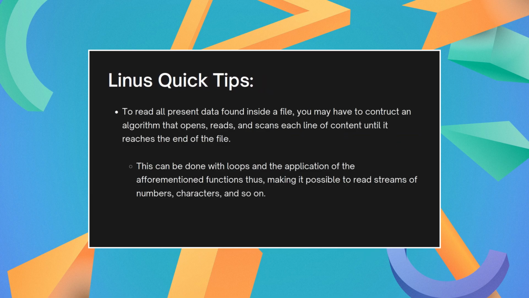Now, some quick tips to read all present data found inside a file. Depending on what you're working with, you may have to create an algorithm that opens, reads, and scans files on each line of content until it reaches the end of the file. You can do this, of course, with the macros and the repetitive use of reading and writing and using lots of fscanfs if you want to do that. So as I previously mentioned, we can use loops and we can use the aforementioned functions, thus making it possible to read multiple streams of numbers, characters, and different data found inside our files.